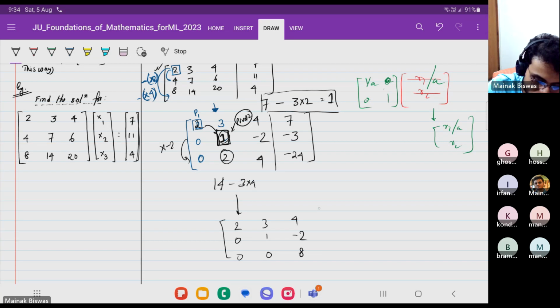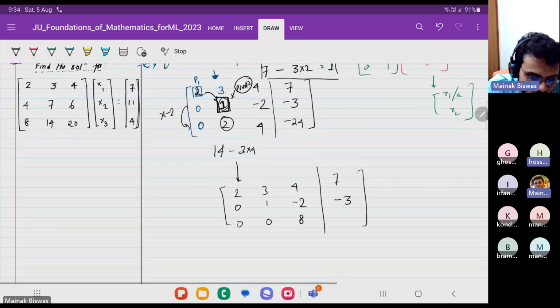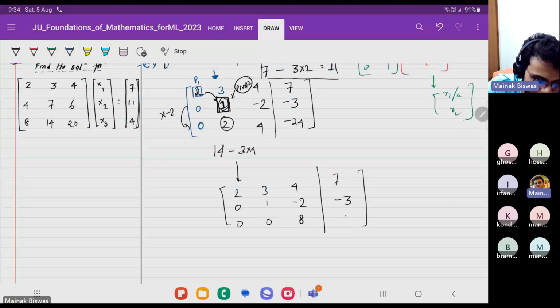Right? Then the third row will become 7, and then 18, minus 18. So you're going to multiply this by 2 and subtract from this. Okay, good. Minus 18. Good.